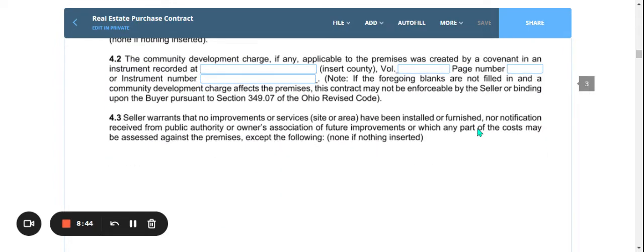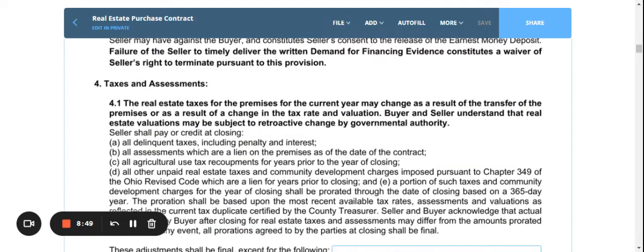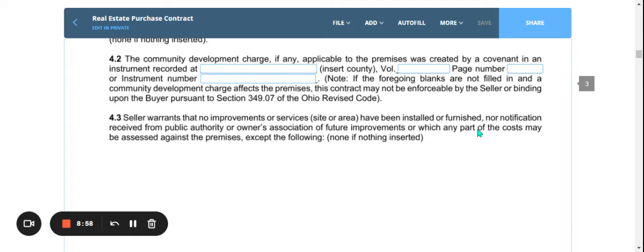So just moving down, this section here is about taxes, and it just basically says that the seller is responsible for paying all of their delinquent taxes and any liens regarding the property.